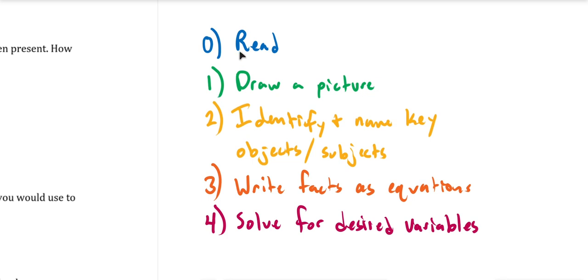So as we go through each one of these, maybe we won't need a picture for every single one, but for each one, we're going to read it, identify what are the pieces and important nouns from it. We're going to write down the facts that were given in that problem as equations, and then we're going to try to solve those equations for the given variables.